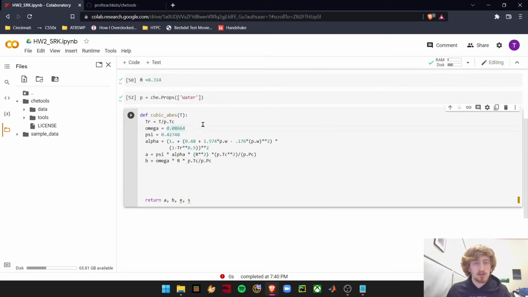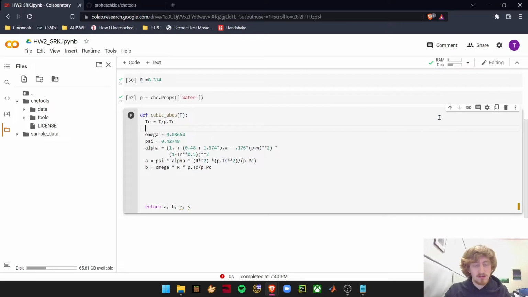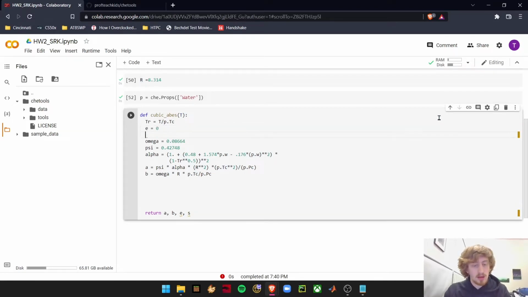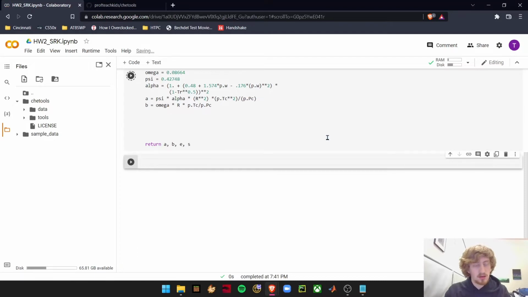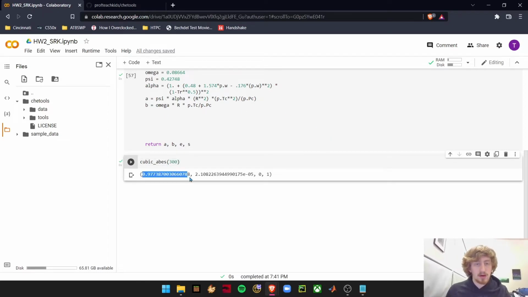And then epsilon and sigma are pretty easy as well. They're just constants. In this case, epsilon is going to be 0 and sigma is going to be 1. So if we go ahead and test this out at a temperature of, say, 300 Kelvin, here we have our A value, our B value, so our constant for attraction, our parameter for the excluded volume, and then our constants.